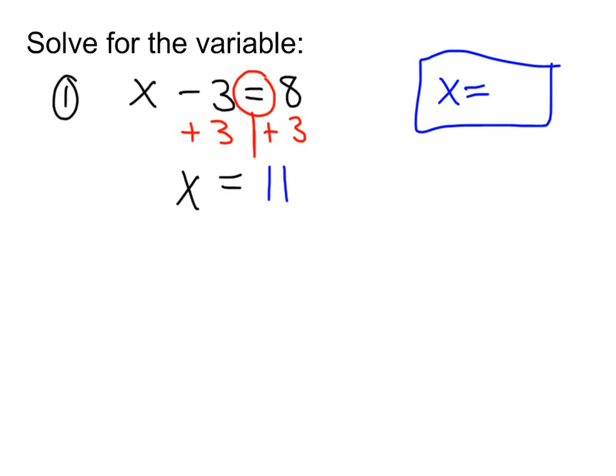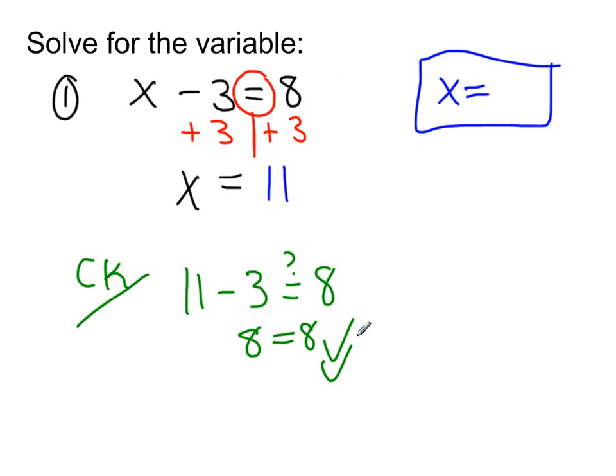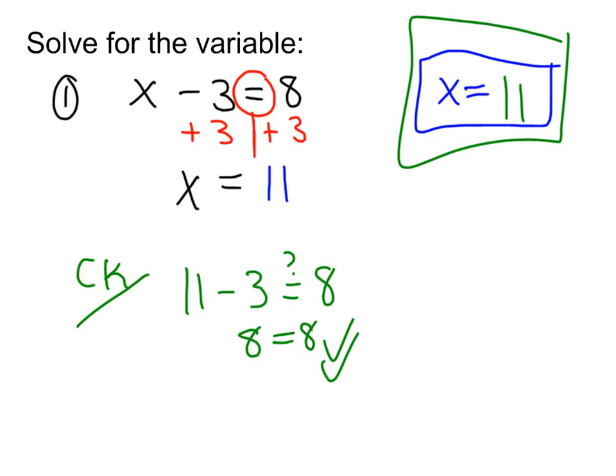So we're saying x equals 11, and we can always check ourselves. Let's check. So we have 11 minus 3. Does that equal 8? 11 minus 3 is 8. 8 does equal 8, so we're good. So x equals 11 is our solution. Let's go ahead and tackle another one. This one's going to be a little bit more challenging. Let's say we have negative 8 plus x equals negative 15.